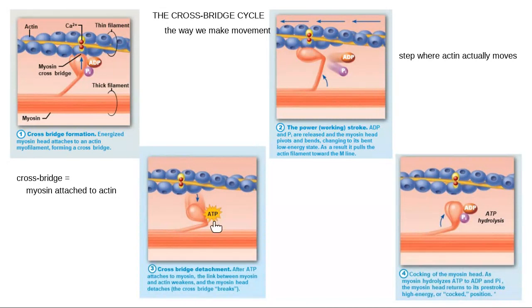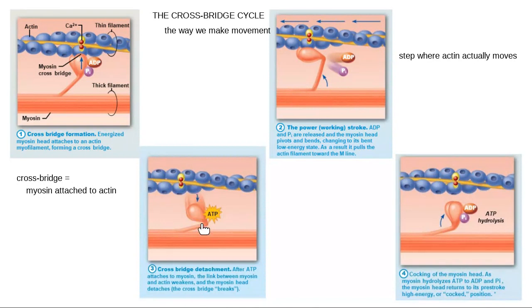If a molecule of ATP comes along and attaches to myosin, that allows it to detach or no longer be holding on to actin. It's not attached anymore. The cross bridge is gone. Cross bridge detachment is when I detach or snip apart myosin and actin.